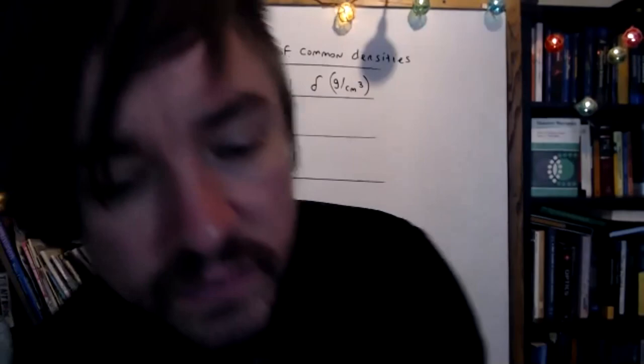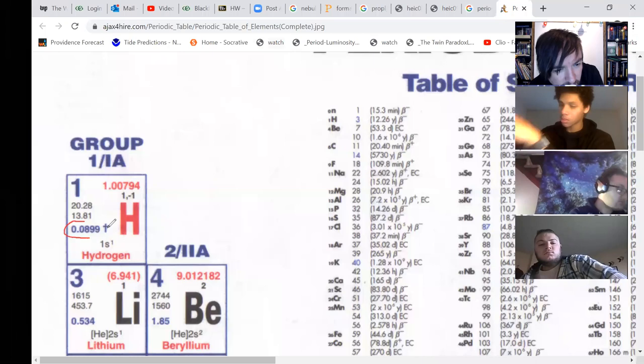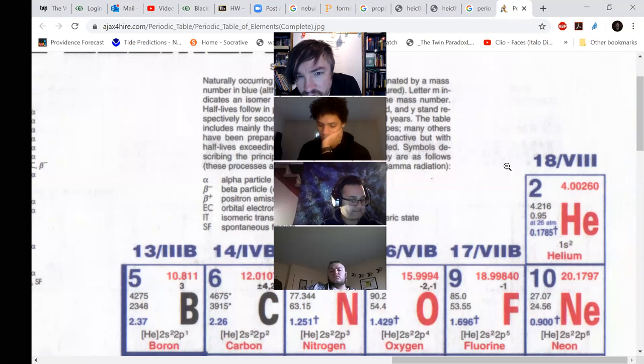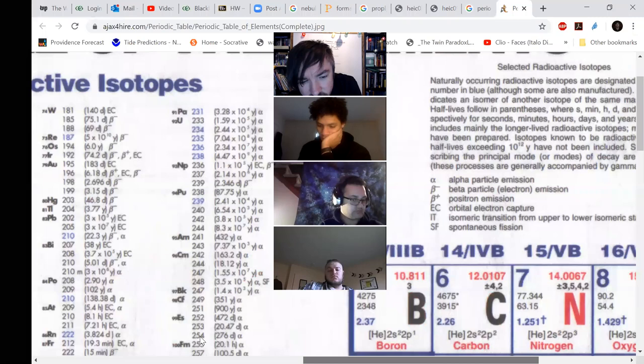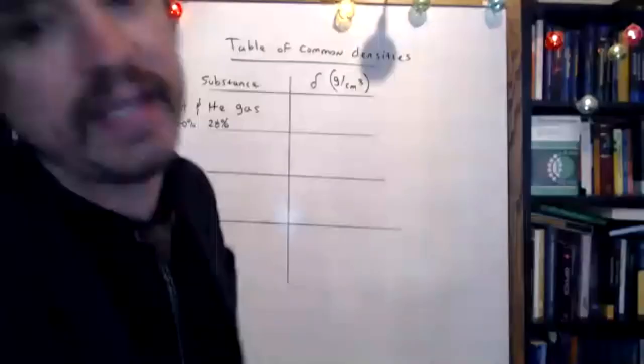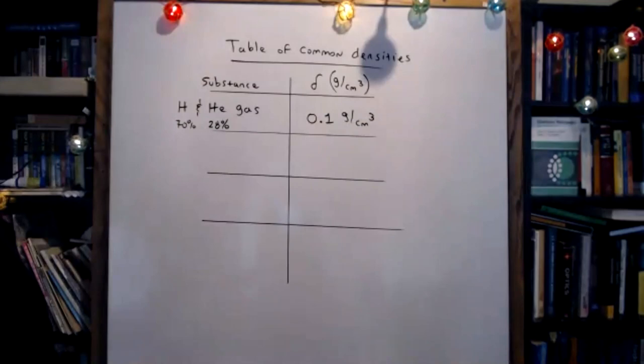And if you look at our periodic table of the elements, hydrogen and helium are the lightest or the least dense materials. So hydrogen is 0.9 grams per cubic centimeter, whereas helium is maybe 0.2 grams per cubic centimeter. Since we have more hydrogen than helium, we're going to round the two of them together to be roughly a tenth of a gram per cubic centimeter. And that's because we're weighting it quite a bit more towards hydrogen than we are towards helium.